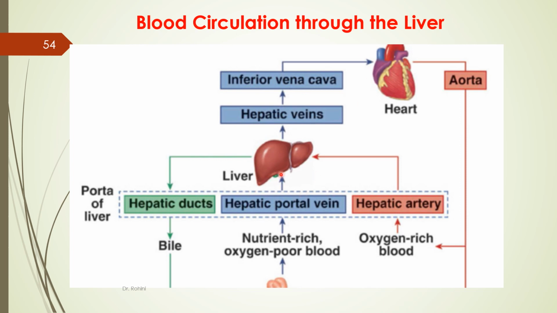Here is a line diagram. We can see that the hepatic artery carries oxygenated, oxygen-rich blood. The hepatic portal vein carries nutrient-rich but oxygen-poor blood to the liver. After that, the blood goes out through the hepatic veins into the inferior vena cava and then into the heart, and bile comes out through the hepatic ducts. This is the line diagram which you can use for the exams also.